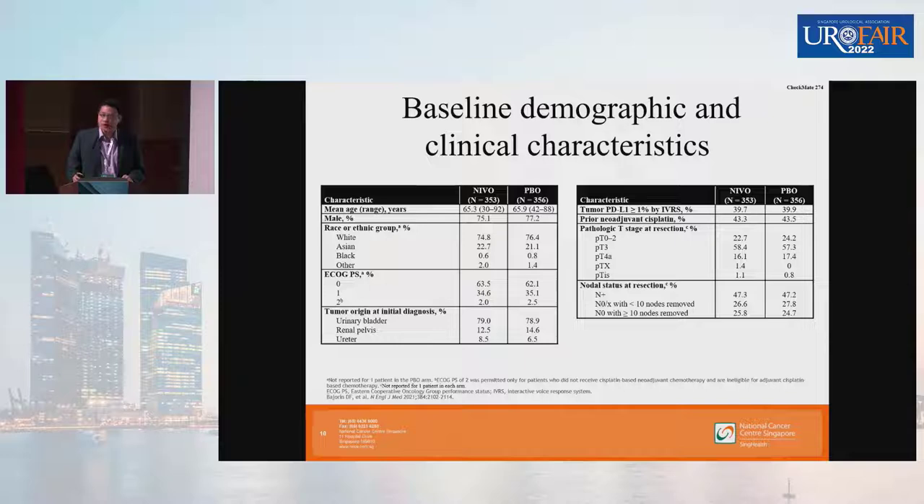Now, these are the baseline characteristics. As you can see here, the majority of the patients have bladder primaries. Both arms are equal in terms of their neoadjuvant chemotherapies. Similarly, both arms had a reasonably high proportion of N1 nodal disease.